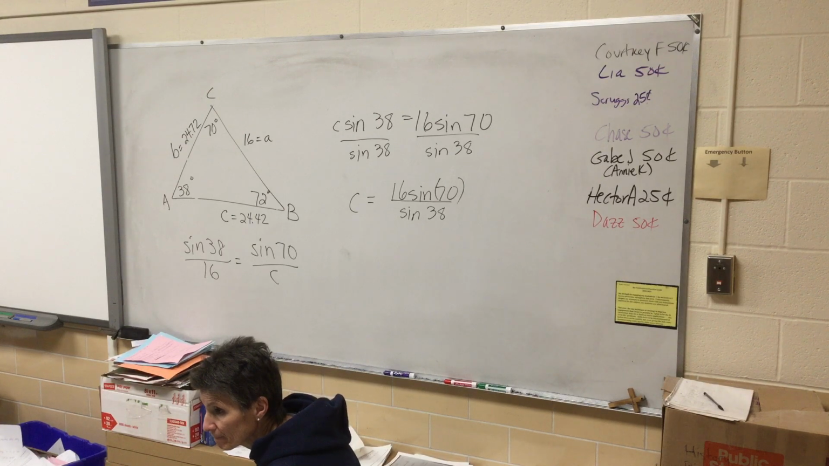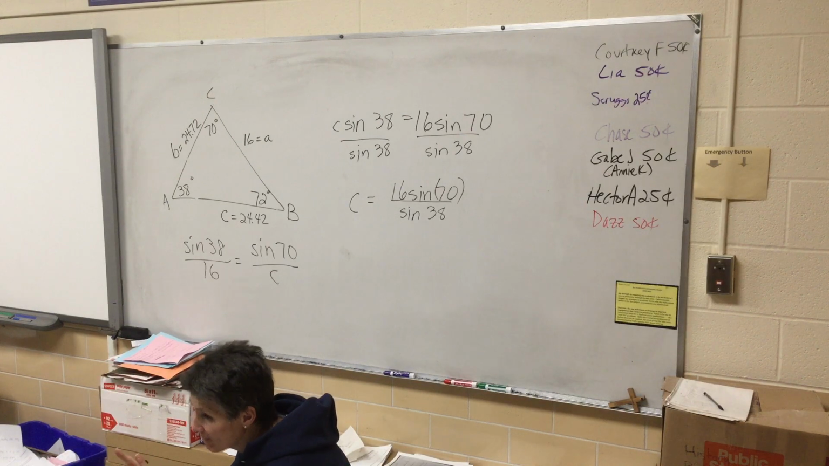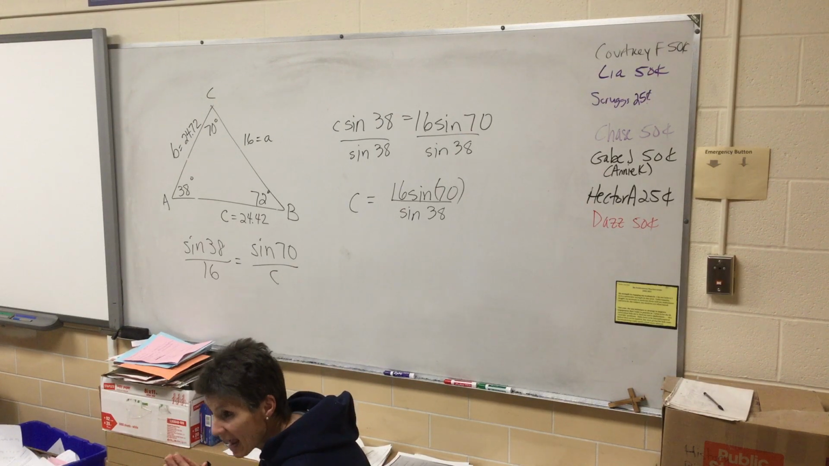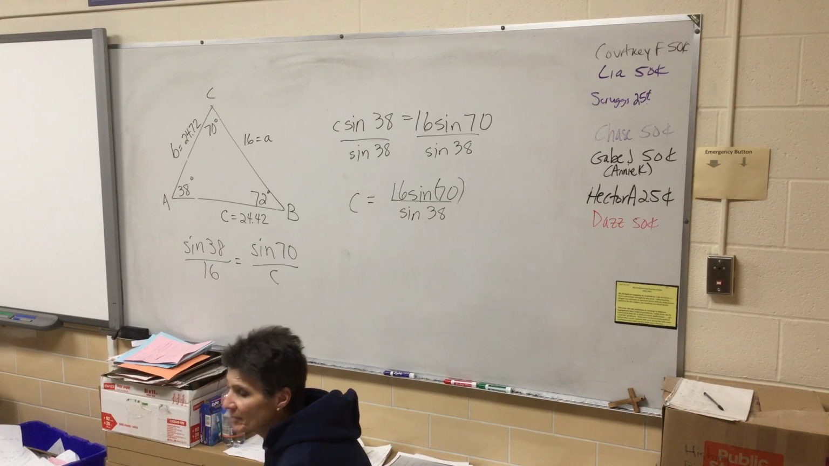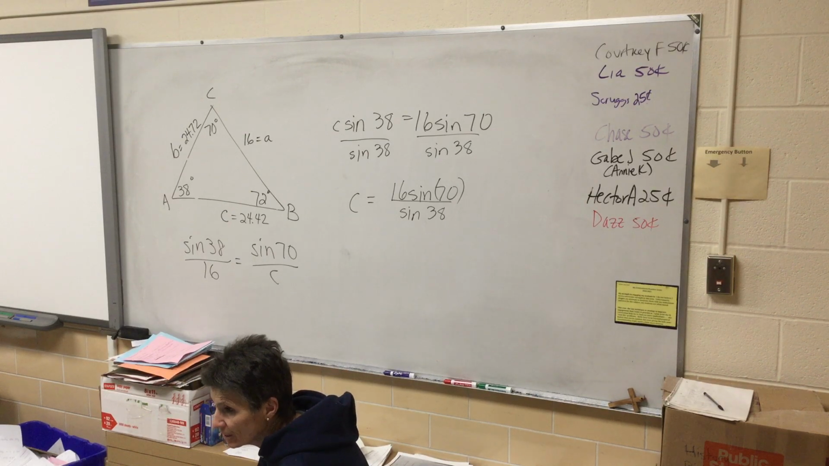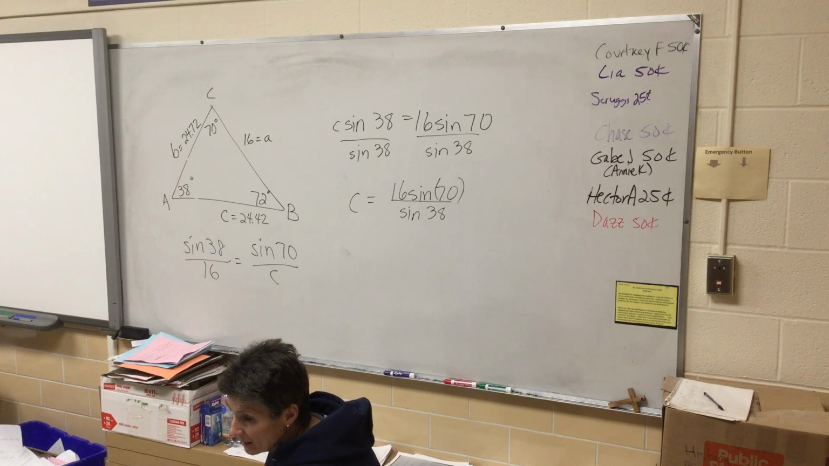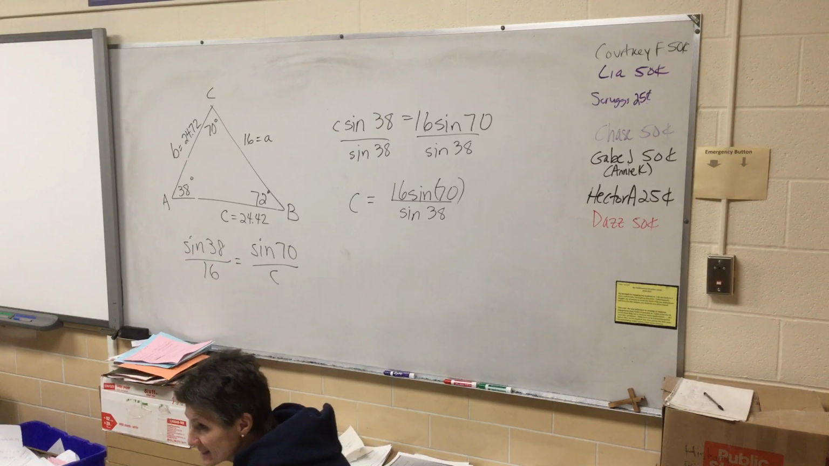The only thing different about them is 70 and 72. And those two numbers are very close together, aren't they? So it makes sense that since the angles are so close together, the sides would be close together. Very good. All right, we're going to do one more, guys, and then we'll be done for the day.